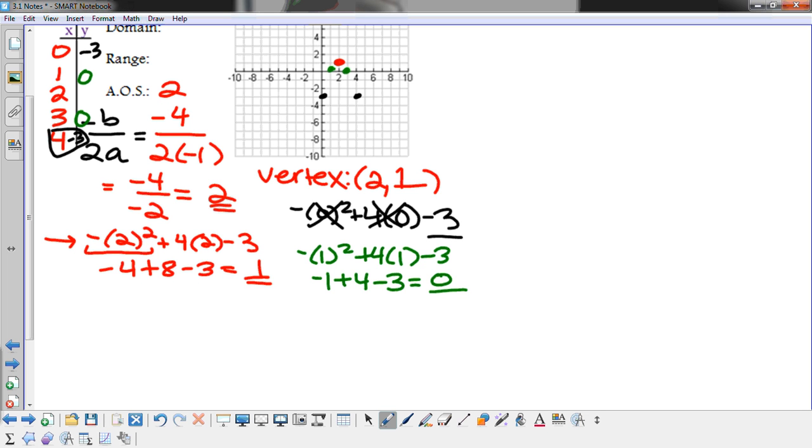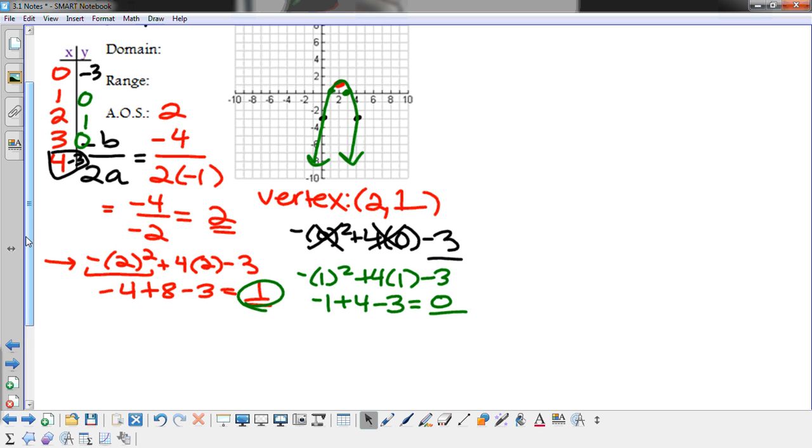And then we already plugged in 2, right? That's our vertex. 2, 1. So there we go. There's our graph.